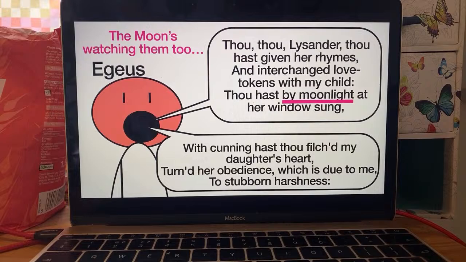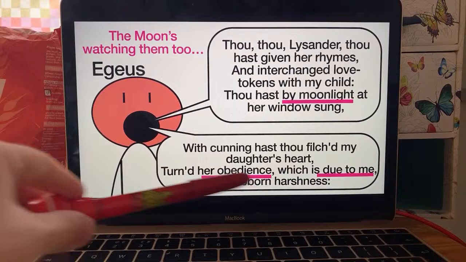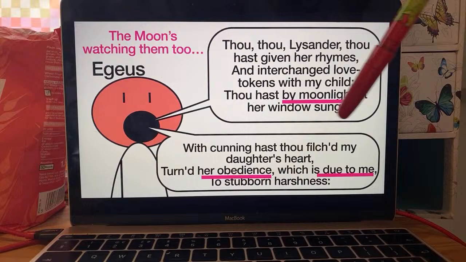"Turned her obedience, which is due to me, to stubborn harshness." So if we're talking about control, this is interesting. Hermia is supposed to be obedient to her dad, because dad. But Lysander has like filched her obedience away.